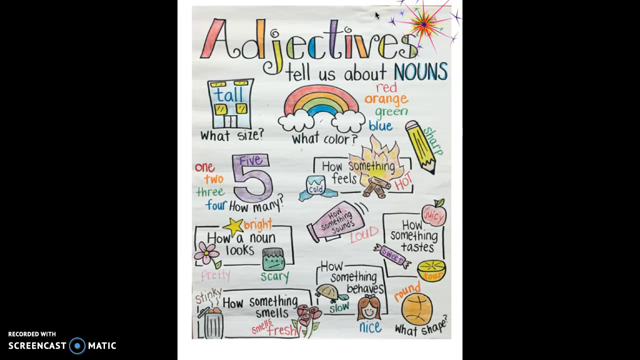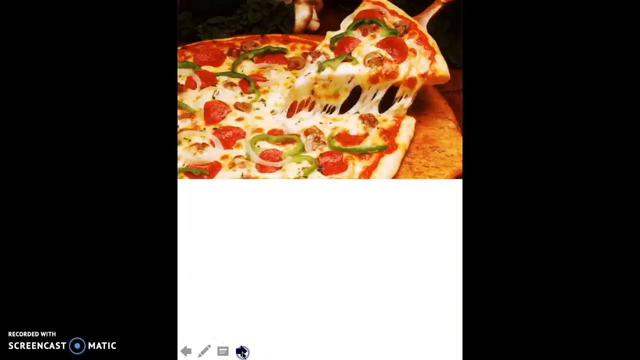An adjective tells us about nouns, so that means you can, in your writing, talk about the size of something, the color, how something feels, sounds, tastes, smells, looks. You can talk about how many things there are, how something behaves, the shape. You're really using your 5 senses when you're adding sparkle words in your writing. Makes your writing a lot more interesting.